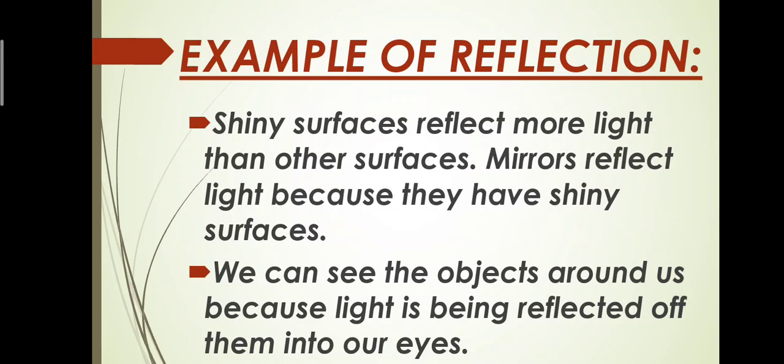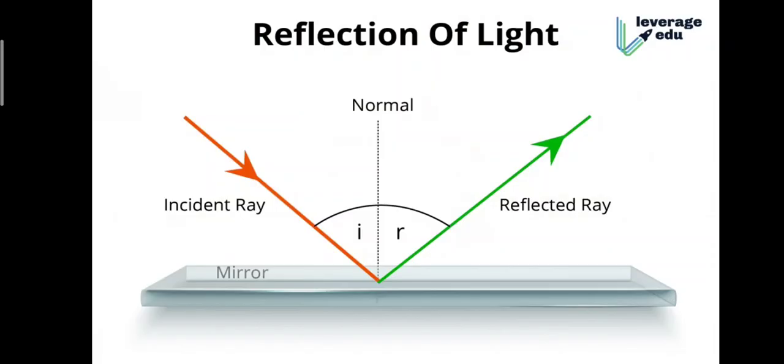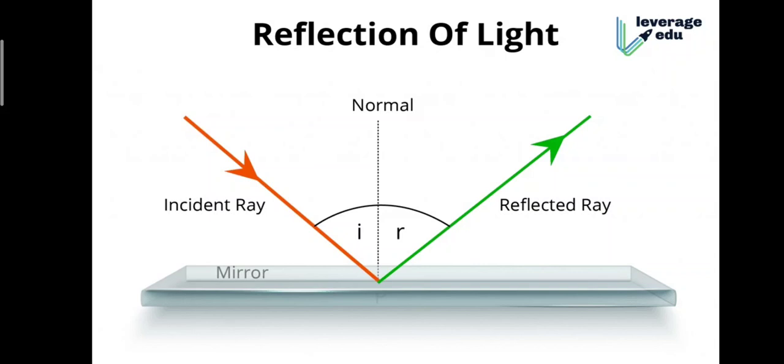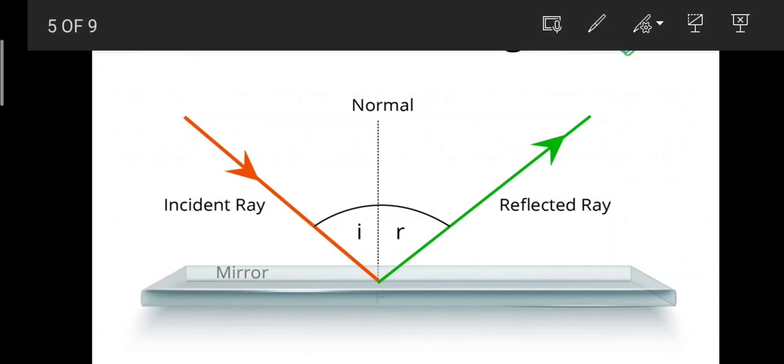Now I am sharing with you the image, a simple picture of reflection. As you can see, there is a mirror, and this red ray is called the incident ray because this is the ray which is coming out from the torch light. And when this incident ray hits the mirror, it will go at the same angle. The incident ray and the reflected ray make the same angle. And this green line is the reflected ray which will reflect back. This is the simple image of reflection.